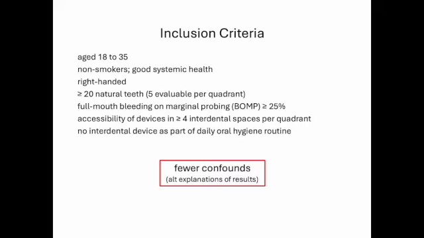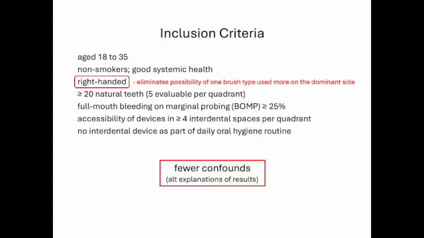Subjects had to meet these inclusion criteria. They had to be between 18 and 35, for example, good systemic health, non-smokers, right-handed. You might think that's an odd one, but what that does is that it assures that you have a dominant side and a non-dominant side. If you had left-handers and right-handers, you wouldn't know if you're maybe comparing a lot of the one device being on the non-dominant hand, or maybe not cleaning as well.